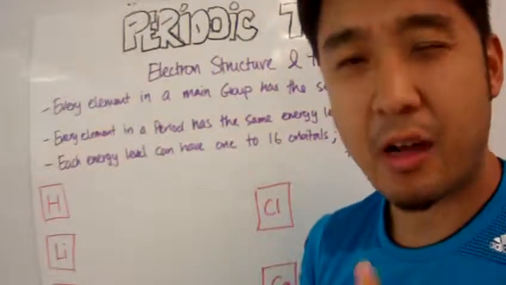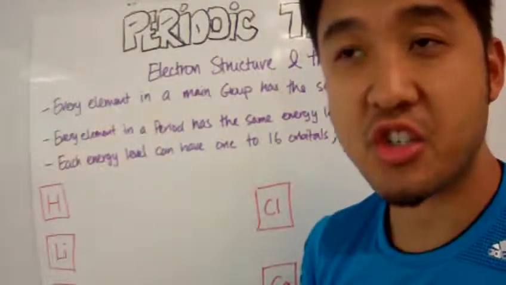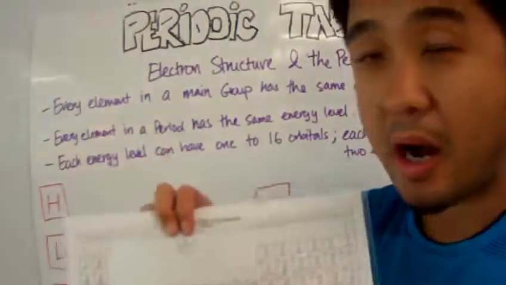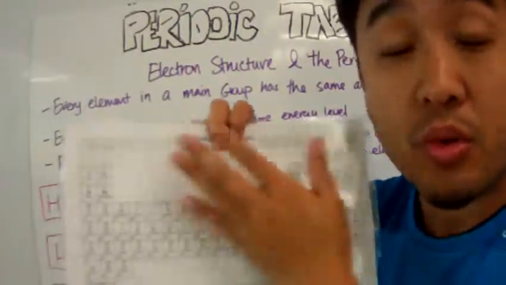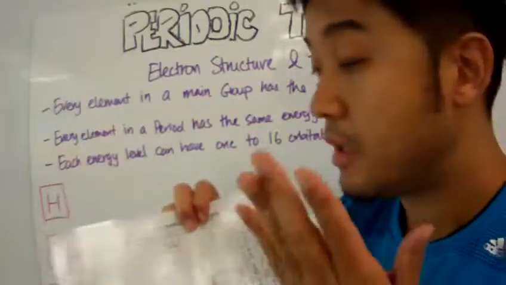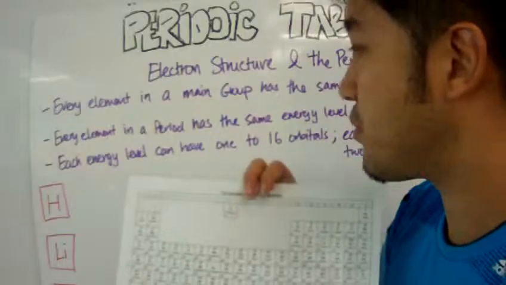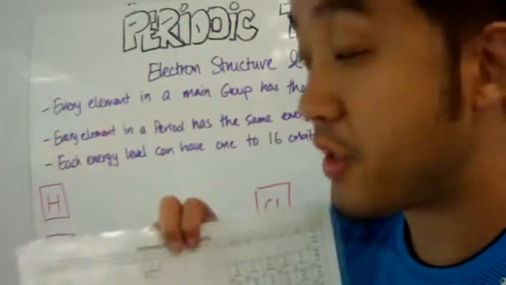We're going to learn how to draw the electron structure of an atom and then relate that to the periodic table. Now, before we get started, I would like to point out a few things to you.